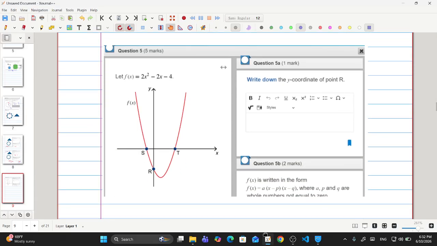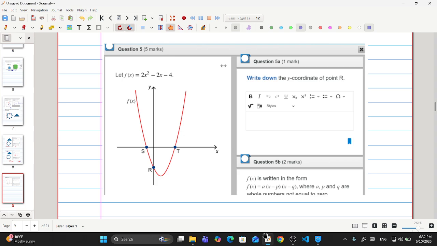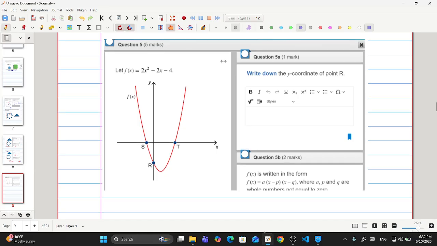Let f of x equals 2x squared minus 2x minus 4. Write down the y coordinate of point R. The y coordinate is basically the value of y when the value of x is supposed to be 0. So if we were to substitute 0 in place of x, you get f of x equals 2 into 0 squared minus 2 into 0 minus 4. All of them are going to cancel. Y equals negative 4.